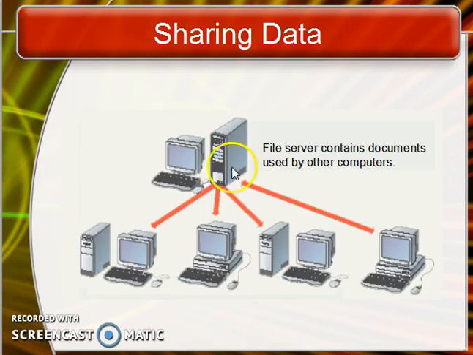Now, this diagram shows how the data is shared. These are peer computers, computers number 1, 2, 3 and 4, and this is a centralized server, or we can say here it is written file server, that contains documents used by other computers. These computers are going to save their documents on this particular file server.